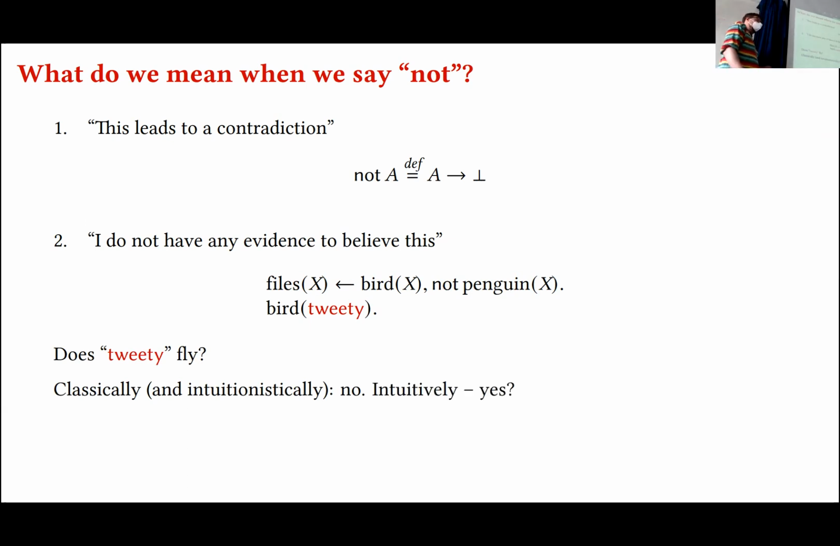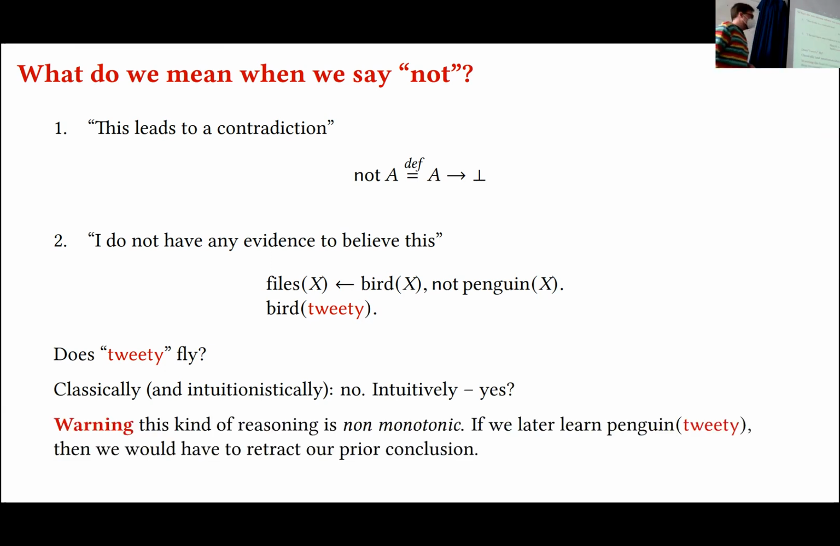But intuitively, yeah, okay. If you're forced to make a decision, you might say Tweety could possibly fly, right? So this is the idea we're going to take here: we're going to understand "not" as "I haven't been able to prove this." So it's kind of negation as failure in terms of logic programming. And the interesting thing about this is it's non-monotonic, right?